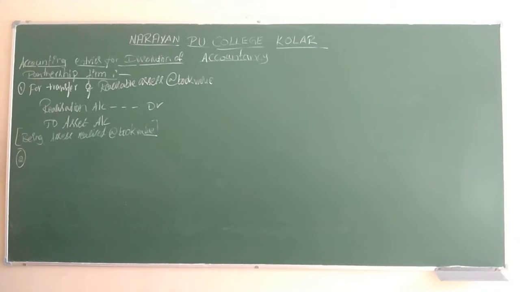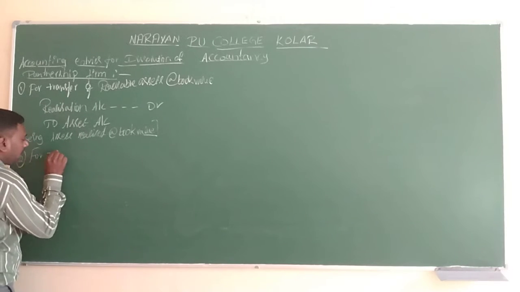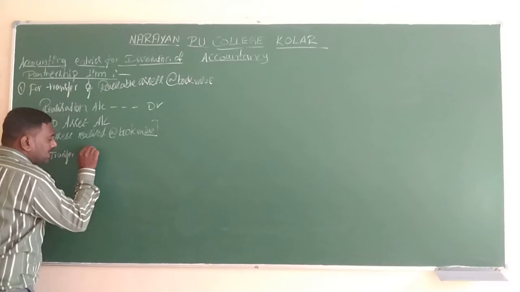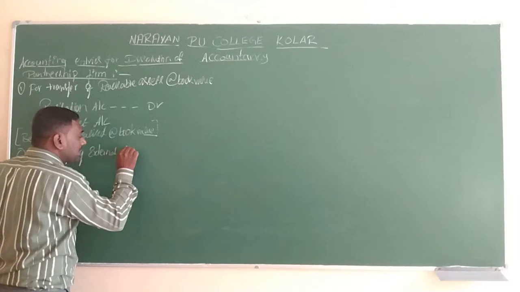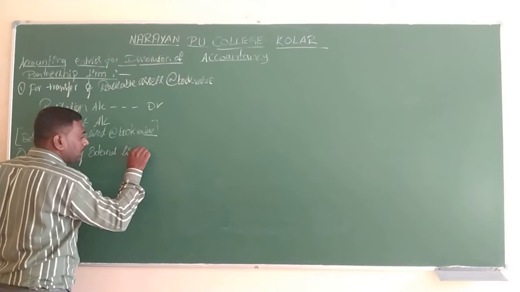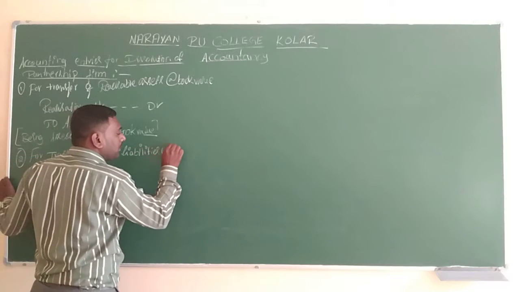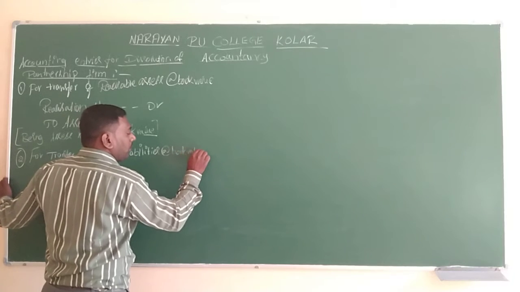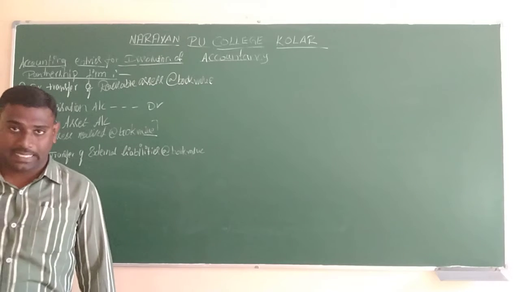For transfer of external liabilities at book value. So this is the second journal entry.